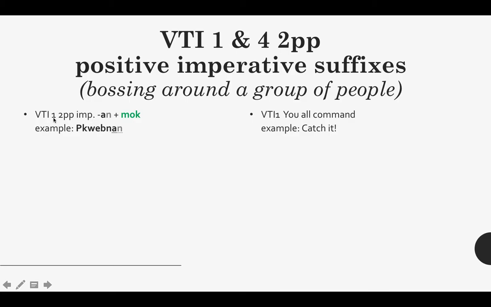So VTI 1, second person plural imperative. We're taking that AN ending, and then N is grade, meaning that we're going to drop it for the suffix muk. So for example, we have this verb here, pkwebnan. We have our VTI ending right there, AN, and the N is grade. And so we're going to be commanding a group of people to catch something. Because pkwebnun means catch it.